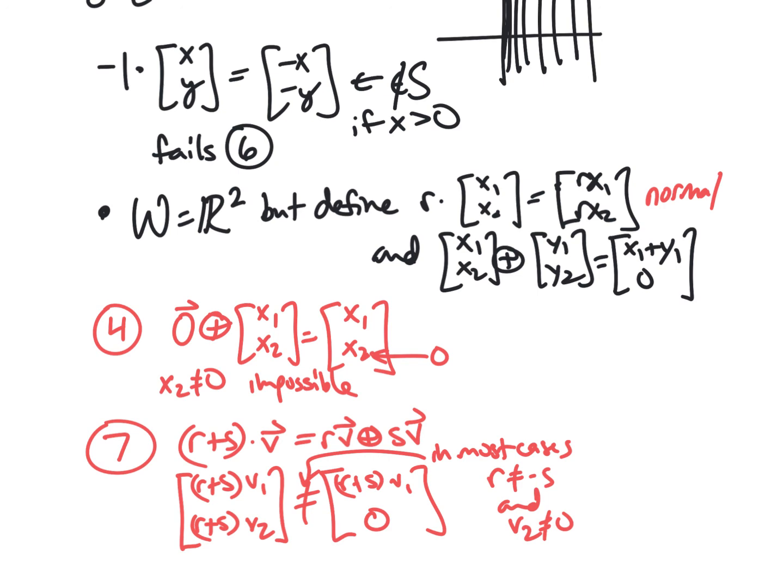So this is an important example because you can see that it's not just the set, but also the operations that define the vector space. It's really both of those things together, okay? Because R2 is definitely a vector space under normal addition and multiplication.